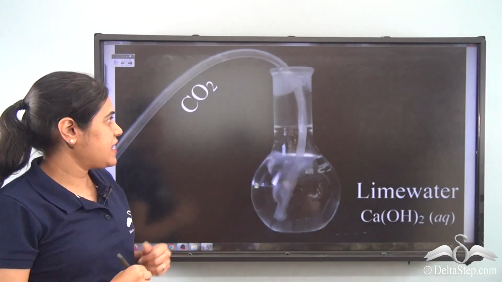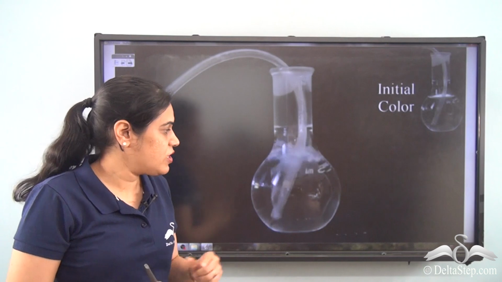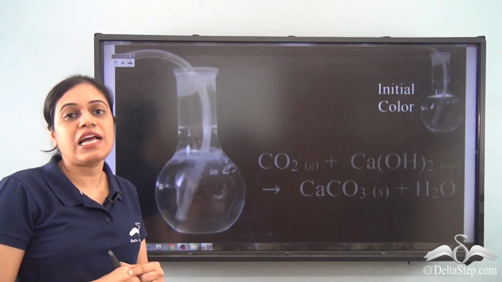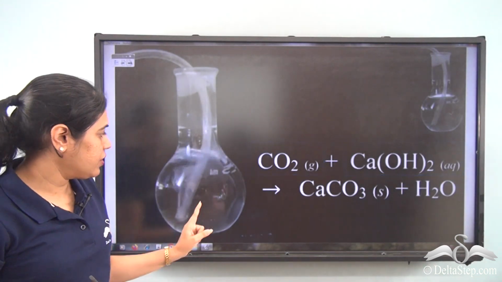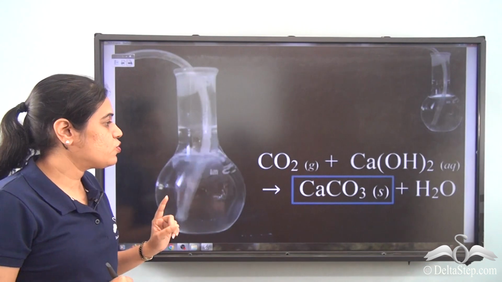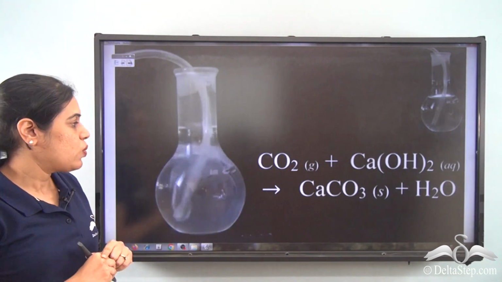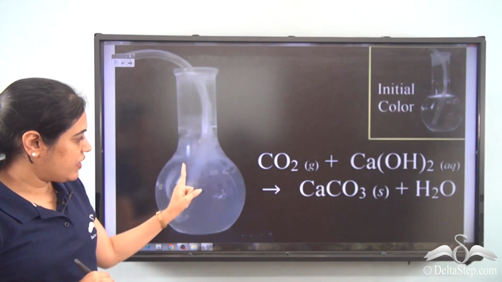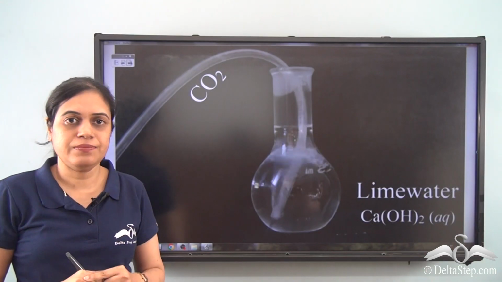Now let us look at this activity. Carbon dioxide is made to pass through lime water, which is calcium hydroxide. And we see that the lime water turns milky white in color. This is due to the formation of calcium carbonate and water. So as we can see, the lime water turns milky white in color.